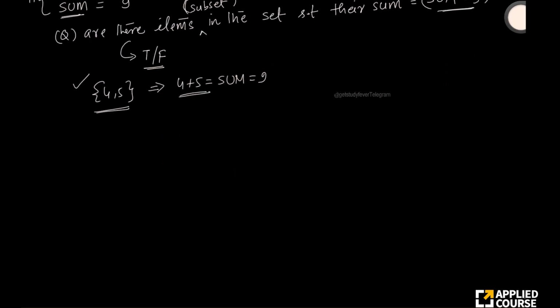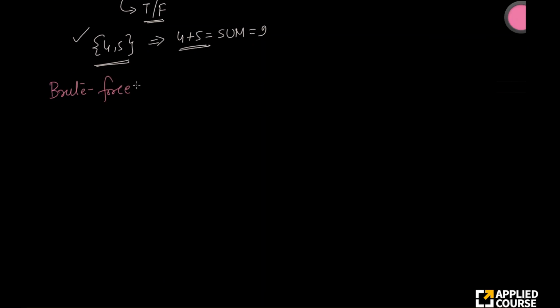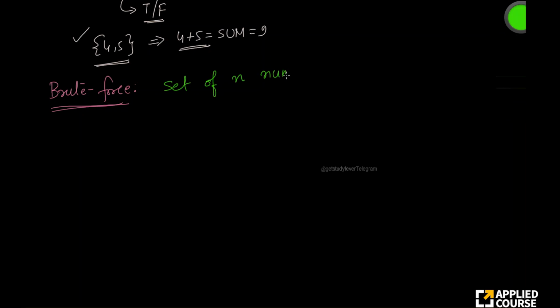Now to achieve this task, just like in any dynamic programming problem, before we even go into dynamic programming, what is the brute force way of solving it? If I don't want to apply dynamic programming, what is the brute force approach that I can apply? Imagine I'm given a set of n numbers and a variable called sum. I can create all the possible subsets. What is the number of subsets of this set of n numbers? The number of subsets is 2 power n.